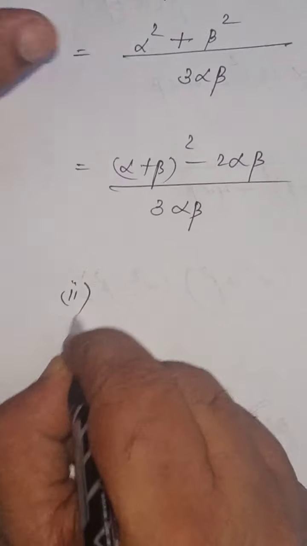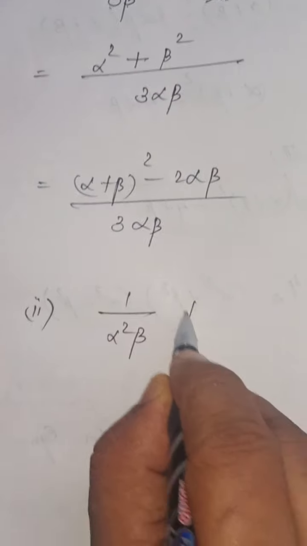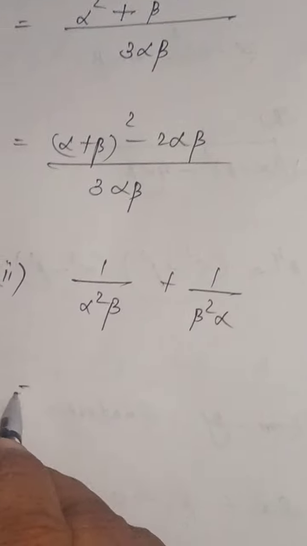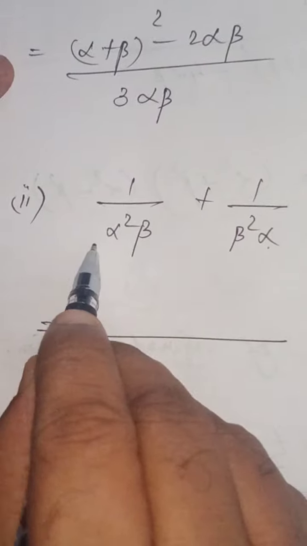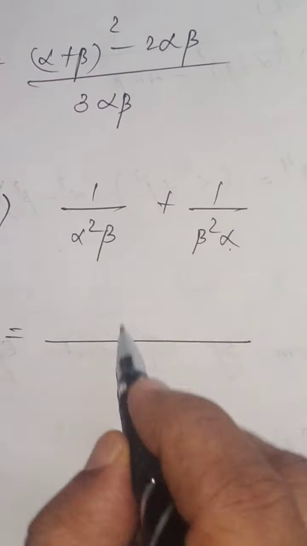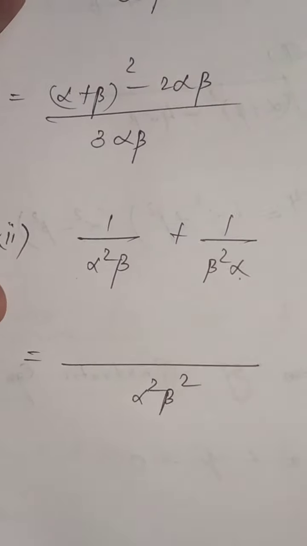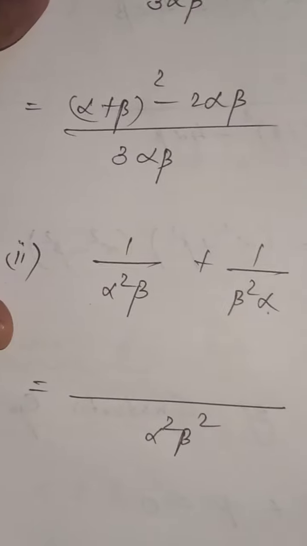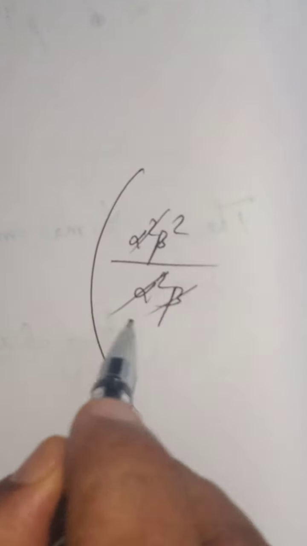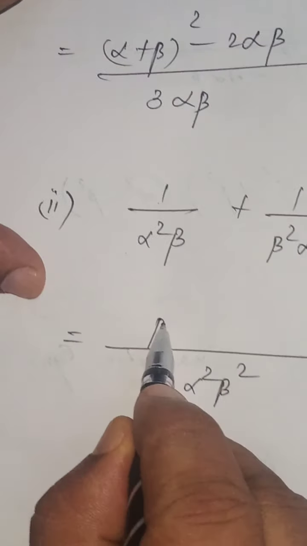Now subdivision number 2: 1 by alpha square beta plus 1 by beta square alpha. We have to take the LCM. How to take the LCM? Alpha and alpha square, which one is greater? Alpha square. Beta square is greater. That is the LCM. After taking the LCM, alpha square beta square should be divided by the denominator. Alpha square gets cancelled, 1 beta gets cancelled, beta will be there. That beta should be multiplied with the numerator. Beta into 1 is equal to beta.